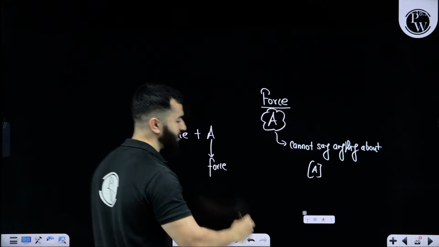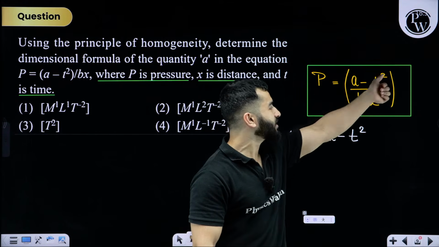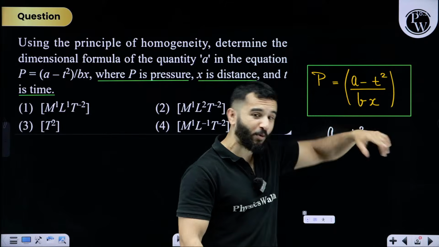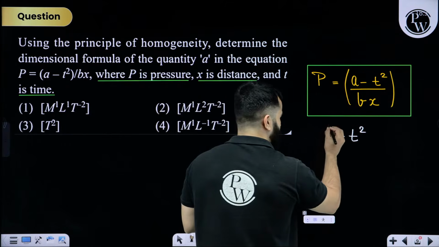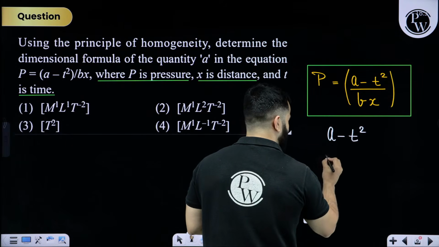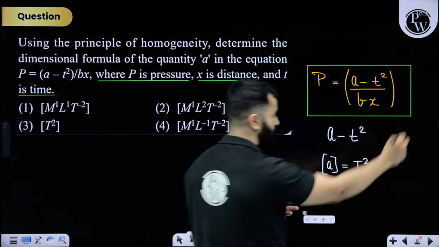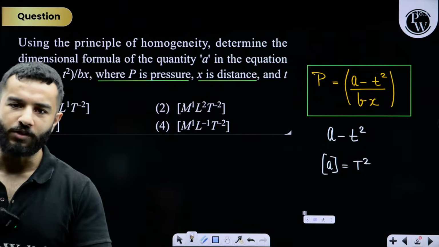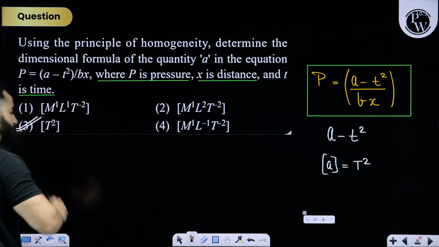Got it, my dear friends? So we really don't care what B is. A minus T square upon Bx is of course pressure, but we don't have to talk about all of those things. If someone is writing something like this, that means A will have the dimensions of T square. Got it? That's all. Answer 3 is absolutely correct.